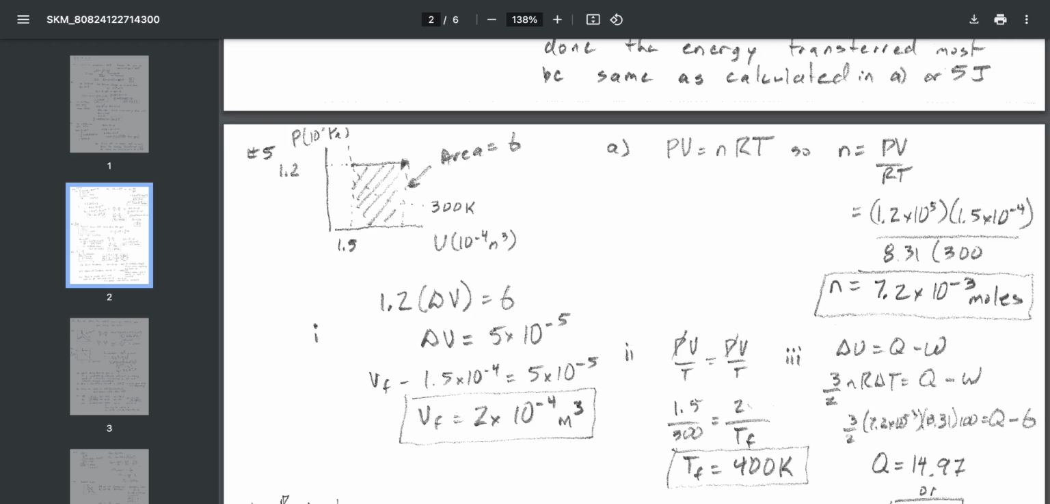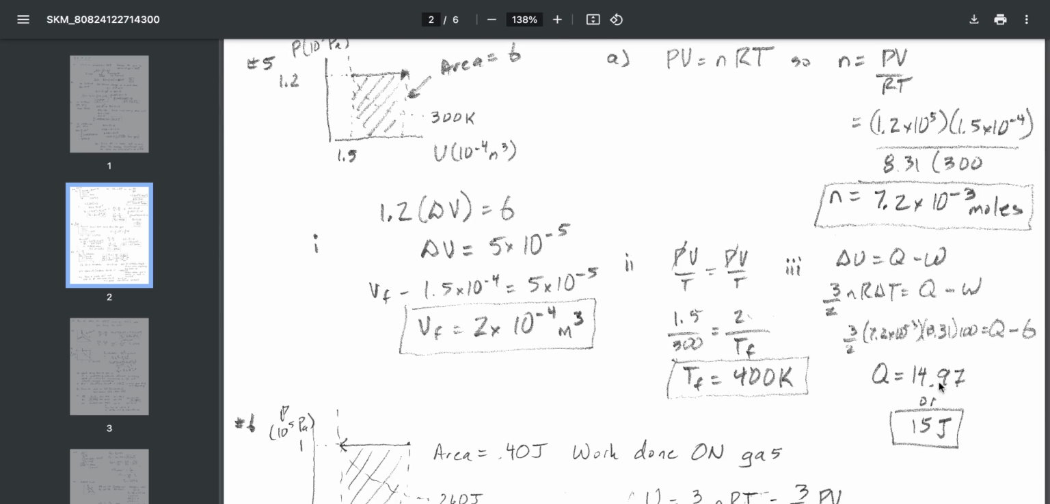And the energy transferred to the gas during the expansion, now we're going to use our first law of thermodynamics. So change in internal energy is equal to Q minus W. We know it's 3/2 nR times the change in temperature. We know our change in temperature goes from 300 to 400, so that's 100. And we know our number of moles, and that's going to equal Q minus 6 because the gas is definitely doing work on its surroundings. So the work done is positive, so it'll be minus 6 there. And that means we had to dump about 15 joules of energy into this thing to get it to do that work and raise its internal energy.